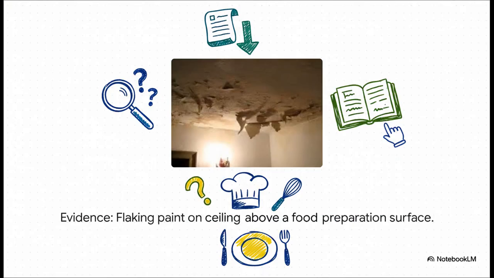Okay, let's put this into practice. Check this out. Our first piece of evidence from the scene: a ceiling, paint flaking off right over a food prep area. Now, we all know instinctively this is wrong, right? But what's the exact bit of law it's breaking? Where in those annexes would you pinpoint?